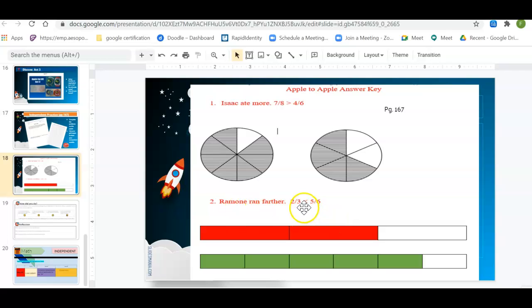And for the next one, Ramon ran further. His was 5 out of 6 here. 1, 2, 3, 4, 5 out of 6. That's compared to 2 out of 3. So using the tape diagram, which is the same length, but divided into different equal parts, shows you that 5/6 is going to be bigger than 2/3. And also you can say that 2/3 is smaller than 5/6.